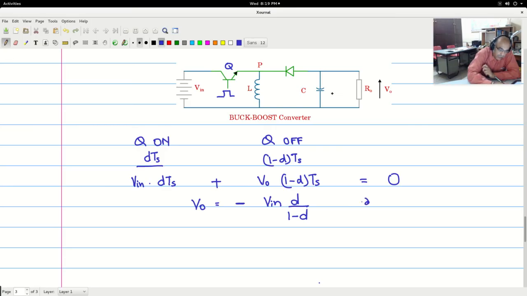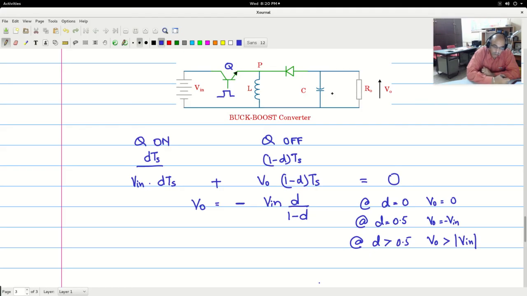So therefore this is the input output relationship for the buck boost converter. At d is equal to 0, V0 is equal to 0. At d is equal to 0.5, the numerator is 0.5, denominator is 0.5, V0 is equal to minus Vin, and at duty cycle greater than 0.5, the denominator is smaller than the numerator, V0 is greater than Vin in magnitude. This is boost operation.